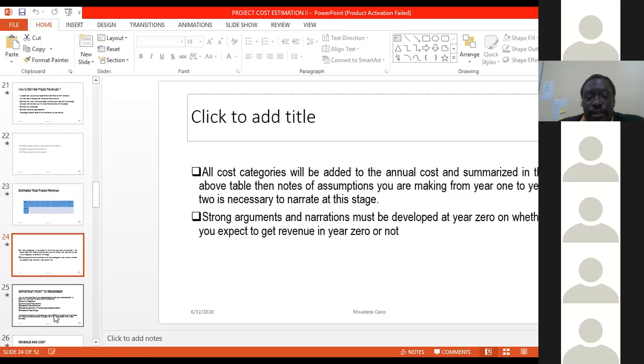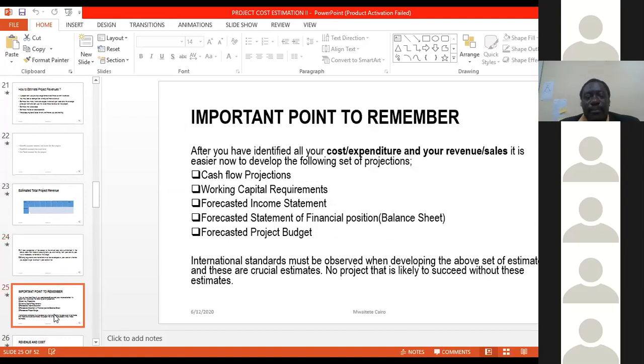So all cost categories will be added to the annual cost and summarized in the table above. Then for the notes of assumption you are making from year zero to year one, and year one to year two, you have to narrate and come up with strong arguments. An important point to remember: after you have identified all the costs and expenditure and all your revenue or sales, it is easier to develop the following projections.